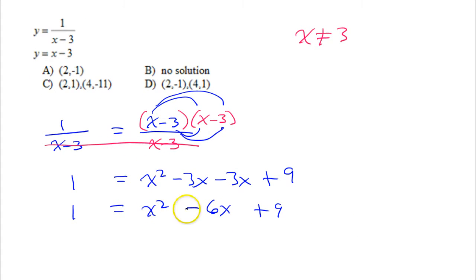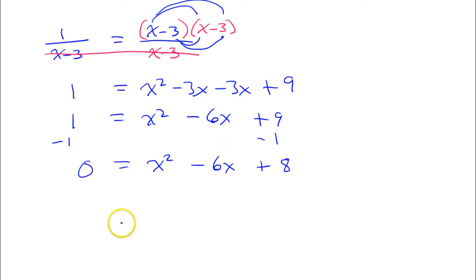Whenever I see that I have x squared and x, I get 0 on one side and factor, or use the quadratic formula. So I have 0 is equal to x squared minus 6x plus 8. So now I'm going to try to factor this. x squared can only be x times x. 8 is either 2 times 4 or 1 times 8. Based on the middle value of 6, I'm thinking 2 times 4.